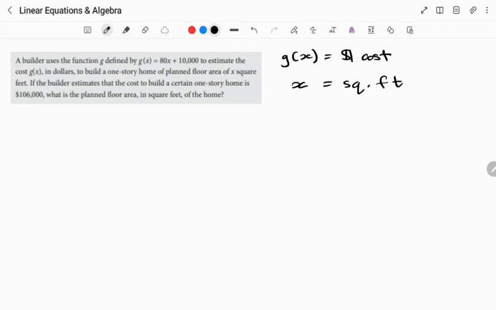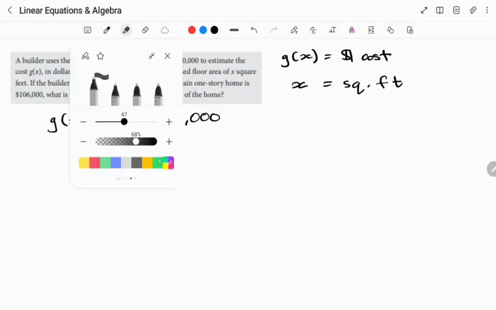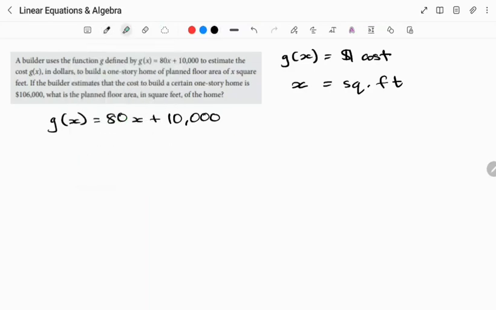And they've given us the relationship. The relationship is this, which is given right over here in the question. And we're told the cost is 106,000. What is their square feet? This is very simple. Go ahead and pause the video, try to solve it yourself, and then resume the video to see how it's solved.